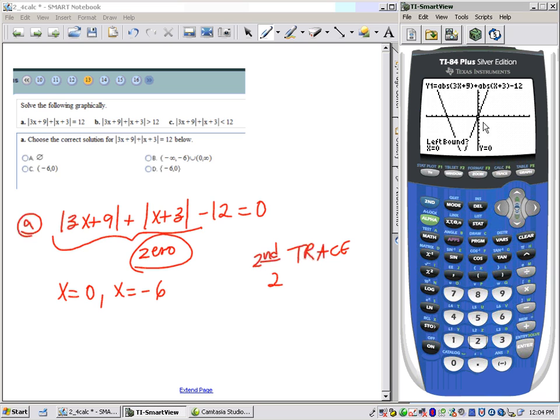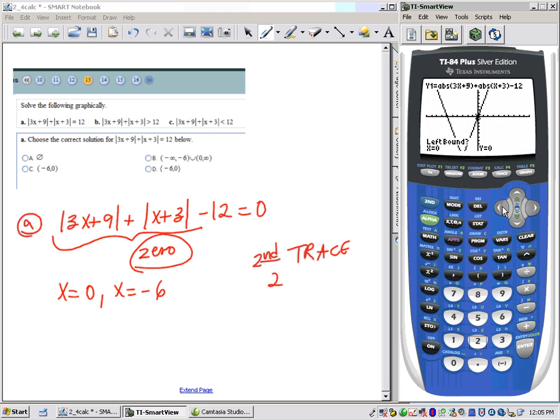Now we have to choose which one we're going to do. Since we have two of them, we're going to have to repeat this process. If we find this 0, we will have to do a left bound and then a right bound and then a guess. Yep, so that 0 is x equals 0. Now to do the other one, press second, trace, and 0 again.